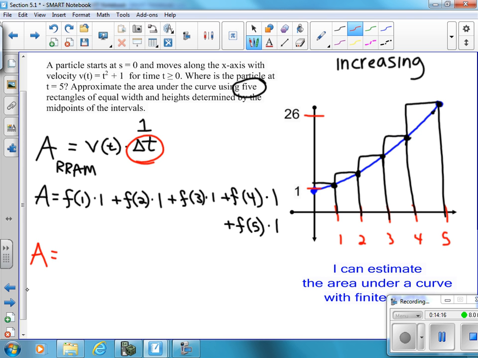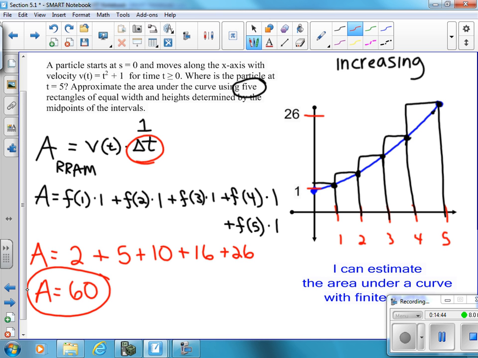Okay, the function at 1. Plug in a 1 here, and we can use some of the information from our last problem also. So this one is 2 times 1 plus, function at 2 is 5, function at 3 is 10, function at 4 is 17, function at 5 is 26. So we said this would be an overestimation, should be bigger than the last one, and it is. It's actually equal to 60. That is the estimation for right RAM.